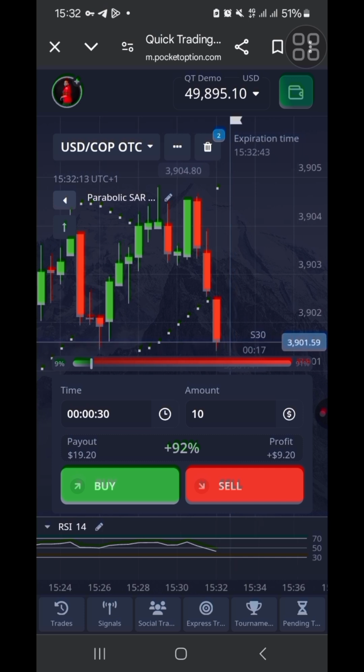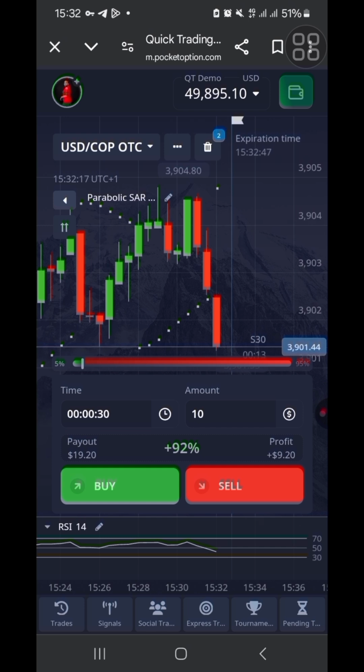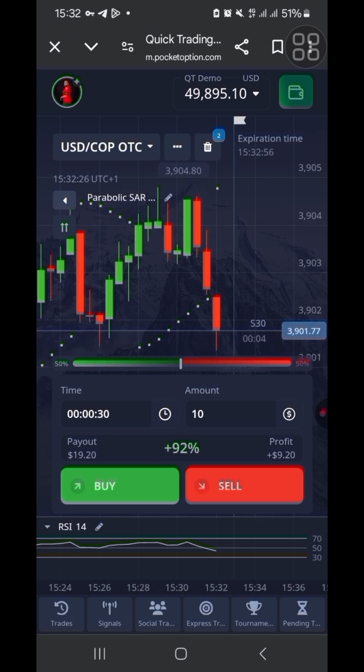I'm going to take up to 10 trades on this market, up to 10 trades, if possible 20 trades. Don't do it with me because I am a risk taker and I know very well that this is a perfect strategy.